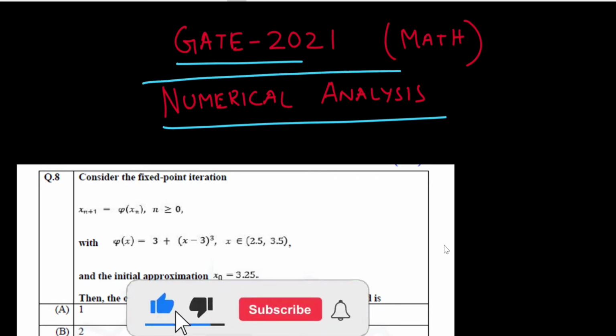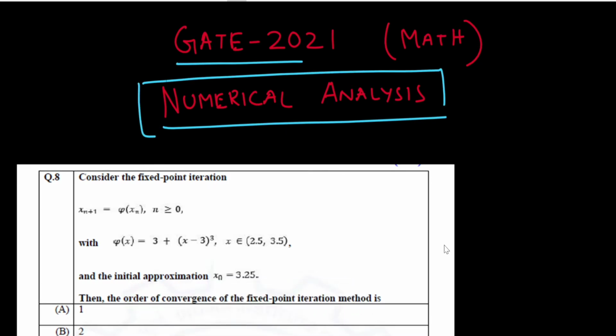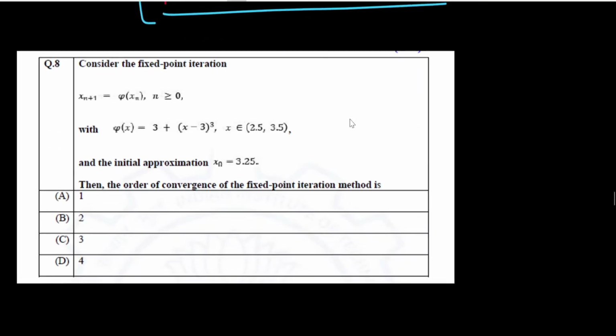Numerical analysis is a high-weightage topic for GATE 2021. Numerical analysis is a good subject for the GATE exam, so don't skip this subject. So let's start the video.